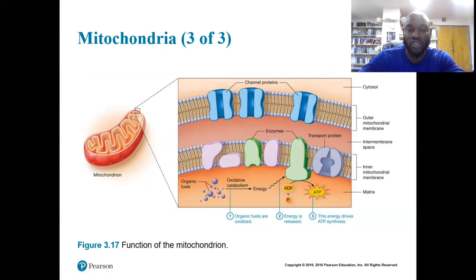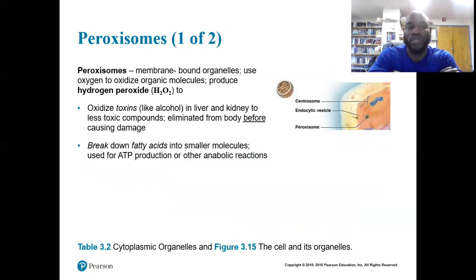Okay, that's your mitochondria. Powerhouse of the cell, ATP production. Peroxisomes, membrane bound, also use oxygen to oxidize organic molecules. Remember the difference between oxidize and reduce. Electron transfer. If I transfer electrons to something, I'm reducing it. If I remove electrons from something, I'm oxidizing. So it uses oxygen to oxidize organic molecules, producing hydrogen peroxide.